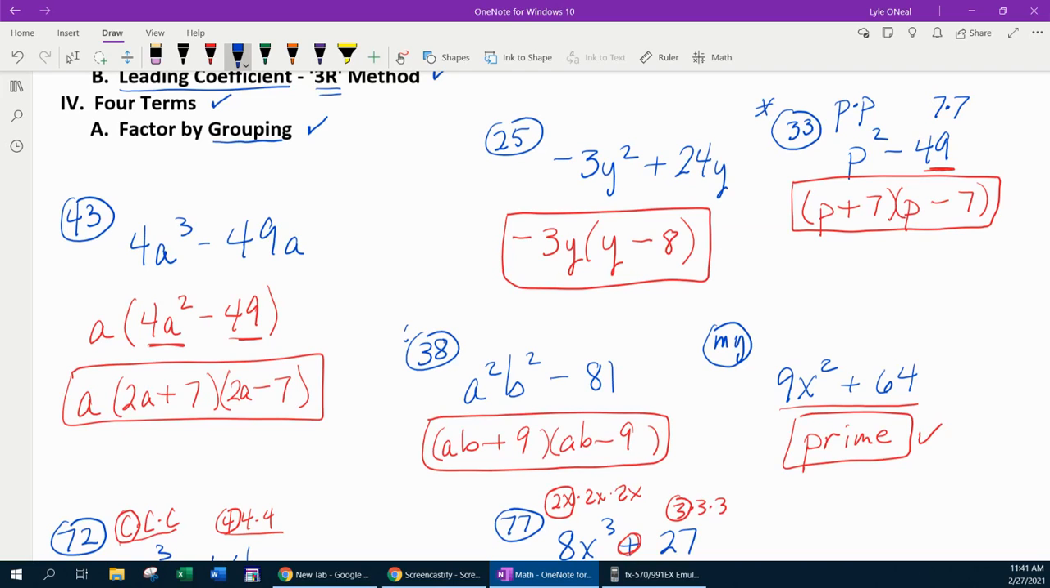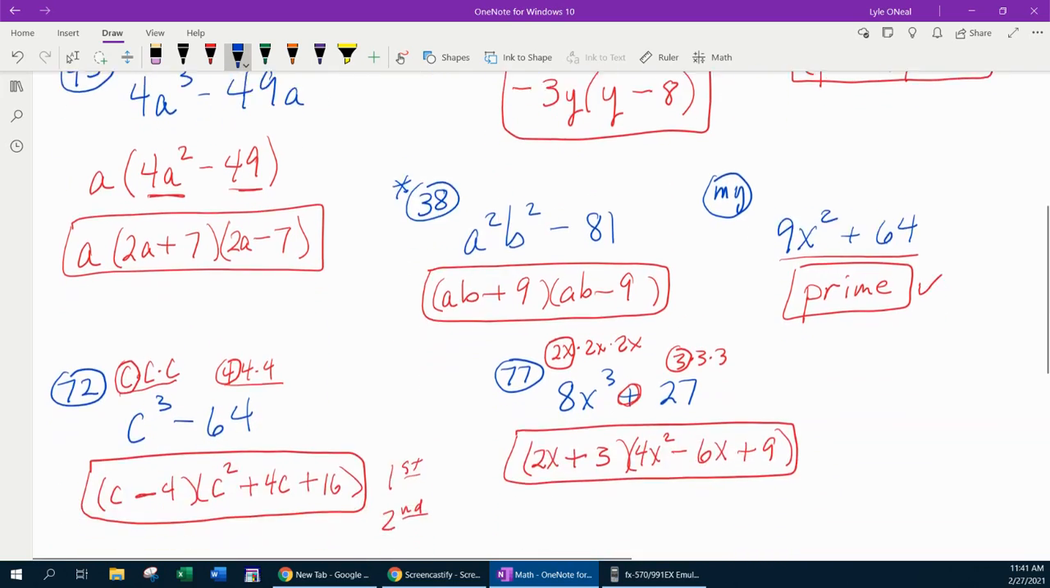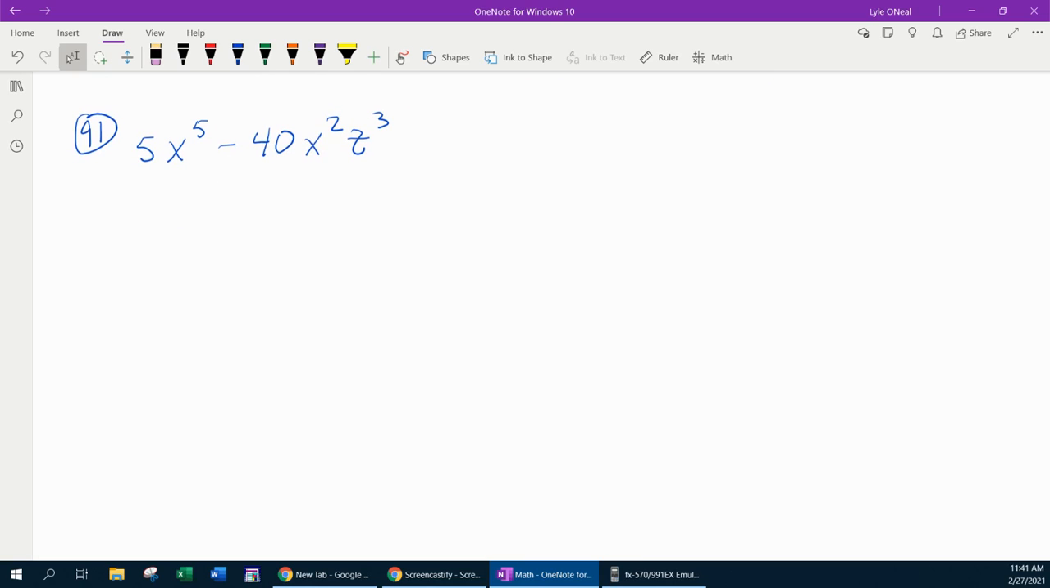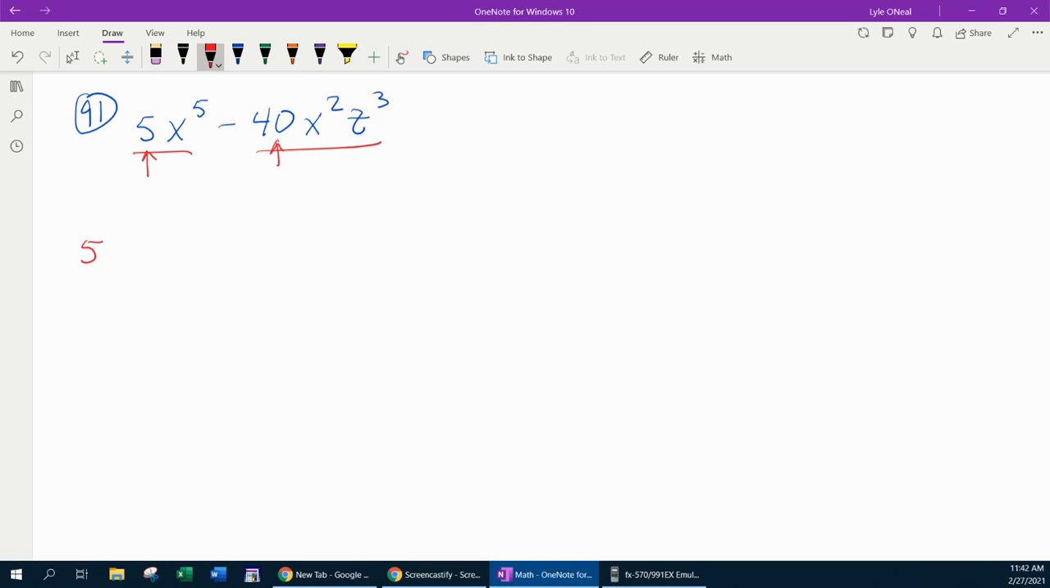Number 33, 38, 72, 77, 91, all of these problems have come from section 4.6. So number 91, we have 2 terms. So the first thing to look for if you're factoring is a common factor. And it turns out that 5 and 40 can be divided by 5. So that is a common factor. And they both have an x, so I can take out the smallest power, which is x squared, but they do not both have a z, so this is going to be it for the GCF.